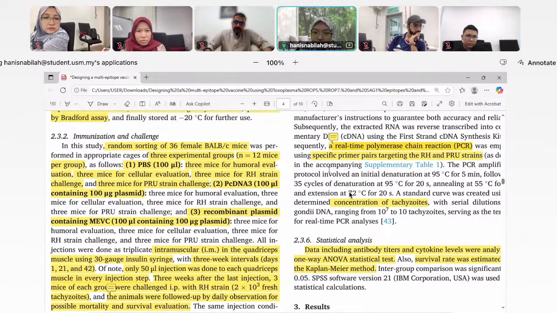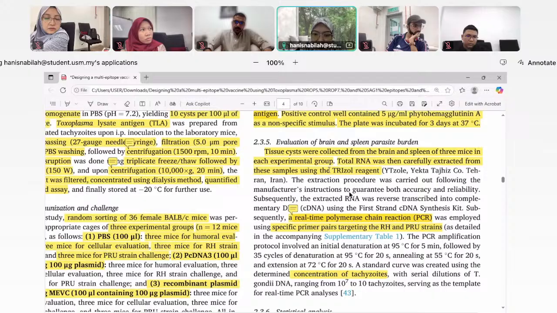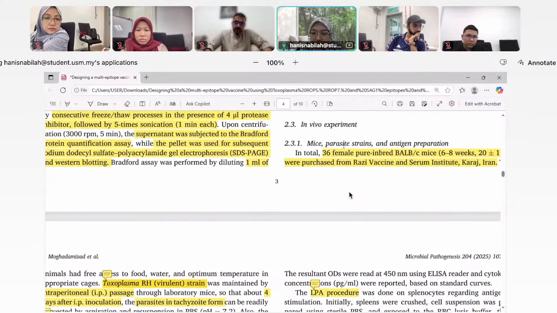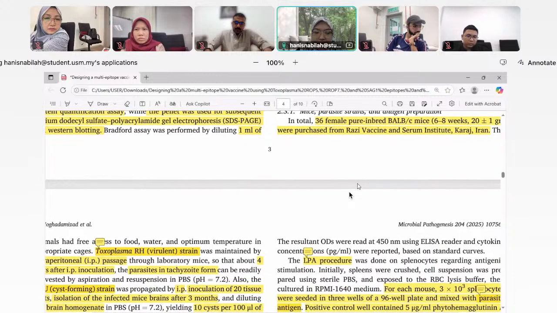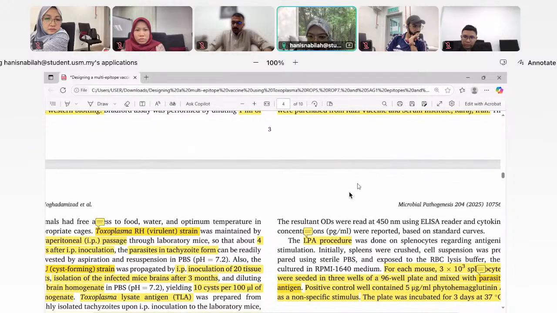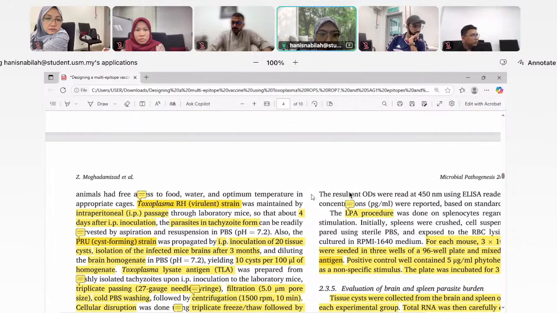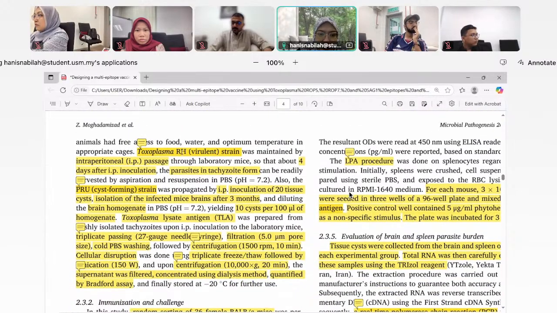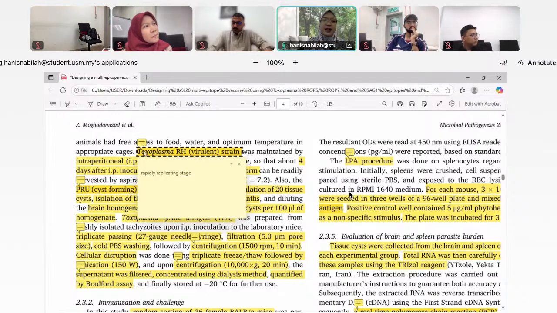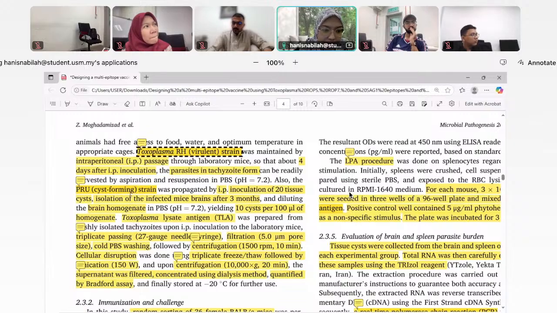I think I should jump to this part, mice, parasite strain and antigen preparation. In this part they explain how they prepare the toxoplasma lysate antigen, and also they use 2 strains of toxoplasma. The RH virulent strain indicates the rapidly replicating stage. And the other one is the PRU cyst-forming strain, which represents chronic infection.